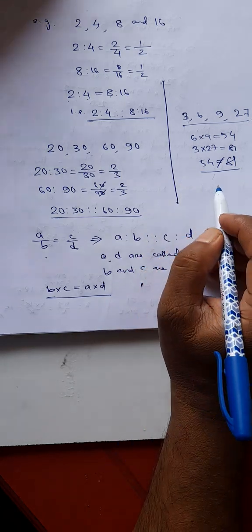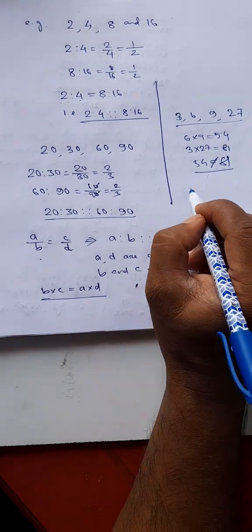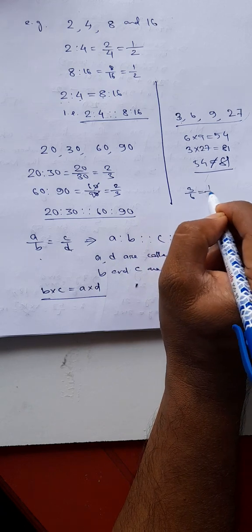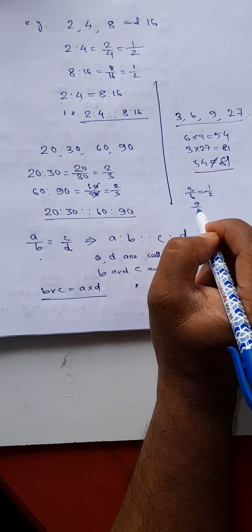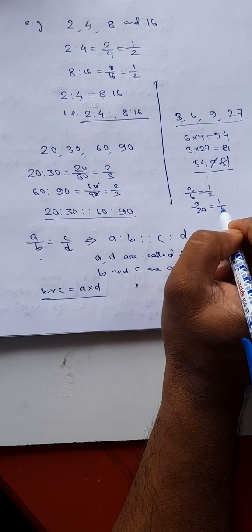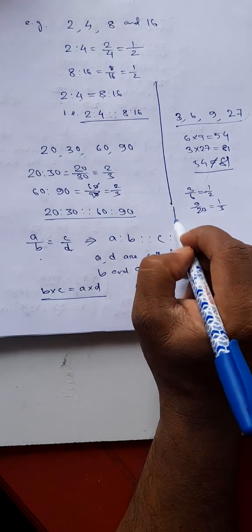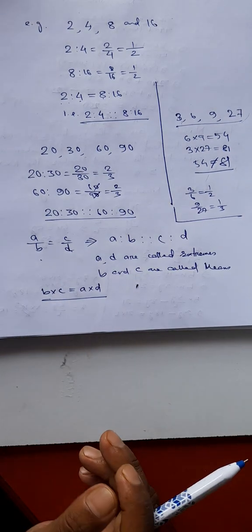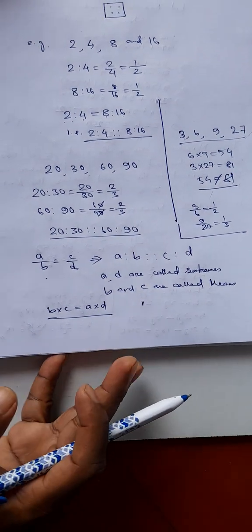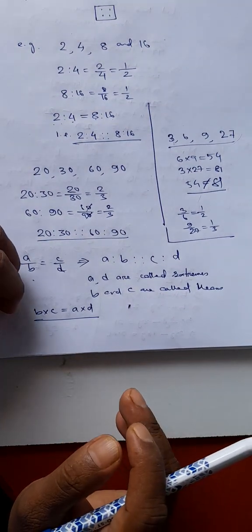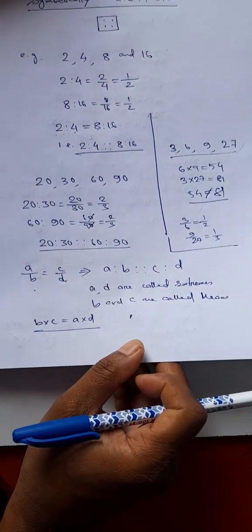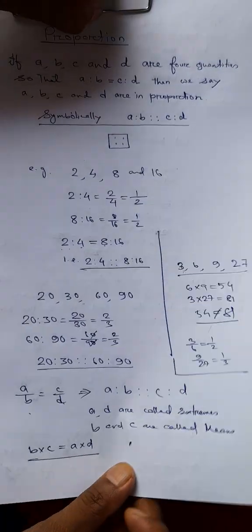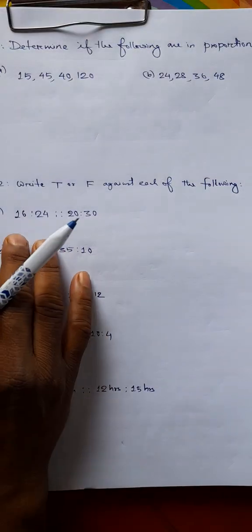Or you can check like this: ratio of the first two, 3 by 6 is 1 by 2, and 9 by 27 is 1 by 3. They are not equal. A by B is not equal to C by D, so these numbers are not in proportion. So in a proportion, product of the means equals product of the extremes. Now let's solve a few examples.